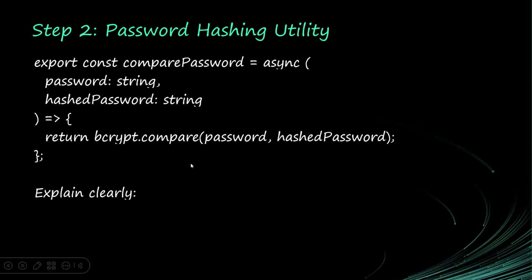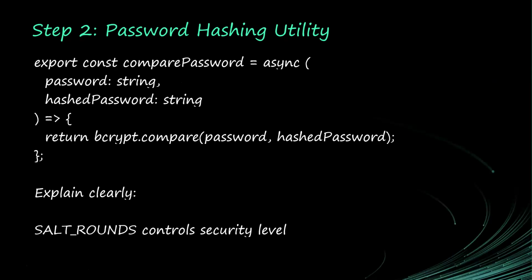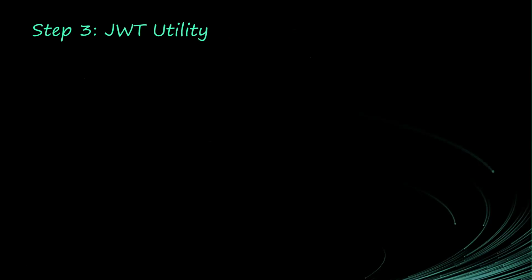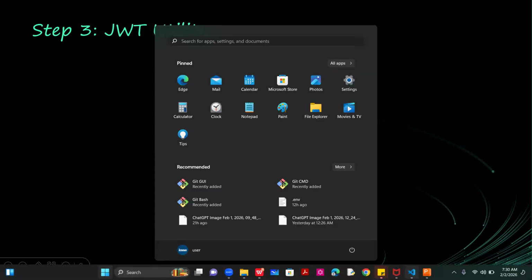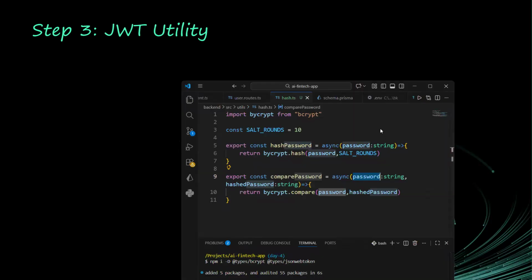So the next line of code, I've already explained this. The salt round controls the security level. The higher the number of the salt round, the stronger the security. Hashing is one way. Once you hash it, you can't reverse it, but you can actually compare it. Now we have completed our hash functions. So the next step is to create our JWT utility.